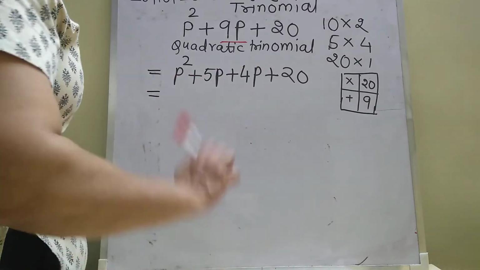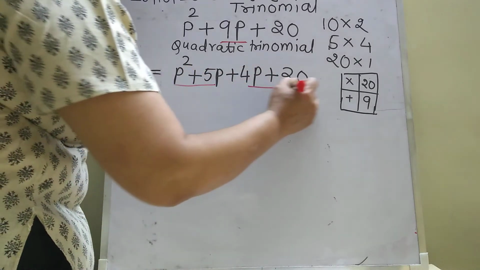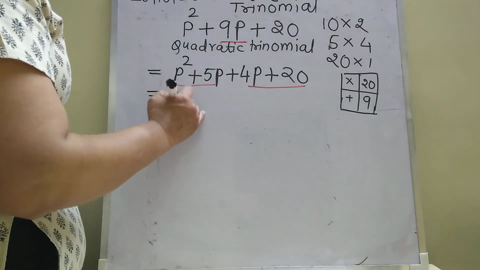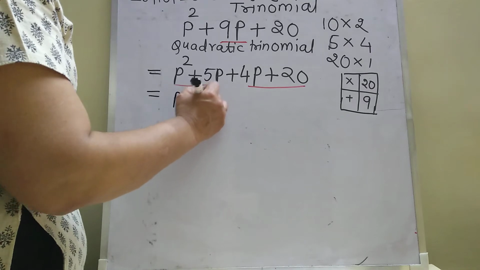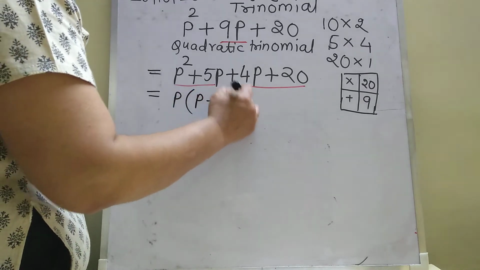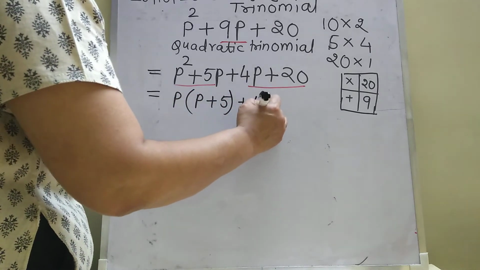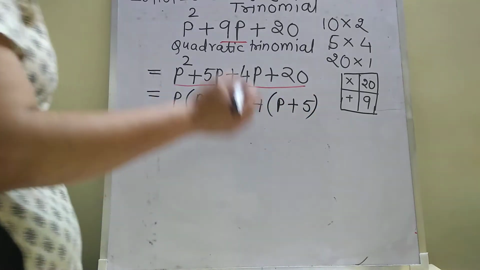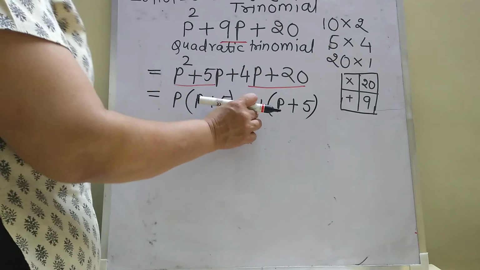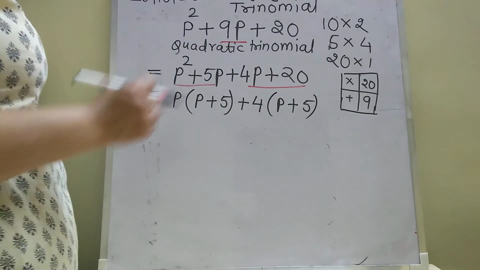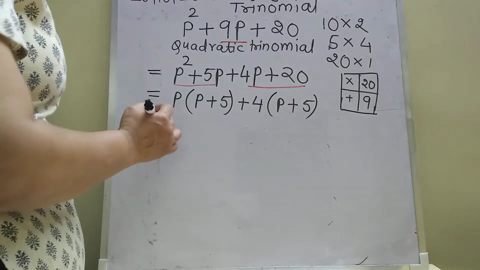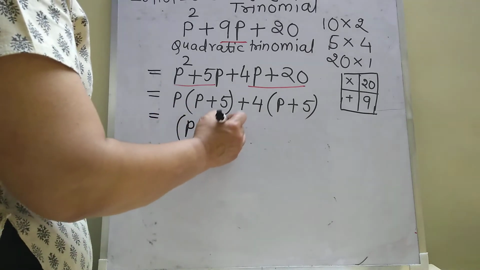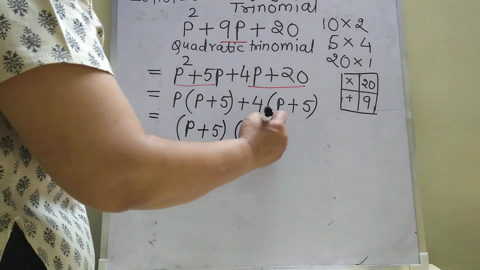Now we will group the terms. This is one group. Always make a habit of underlining the terms. Now from the first group I can take p common. I am going to get p plus 5. In the second I am going to get 4 common, p plus 5. If you are not able to solve, say 4's table till you get 20: 4 fives are 20. I got one bracket repeated, so it is p plus 5, p plus 4.